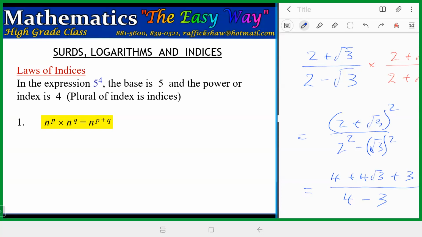That's the first law. There's a little proof there, but it's really irrelevant. You just have to learn the law. When you multiply numbers with the same base, you add the powers. Alright, that's the first one.